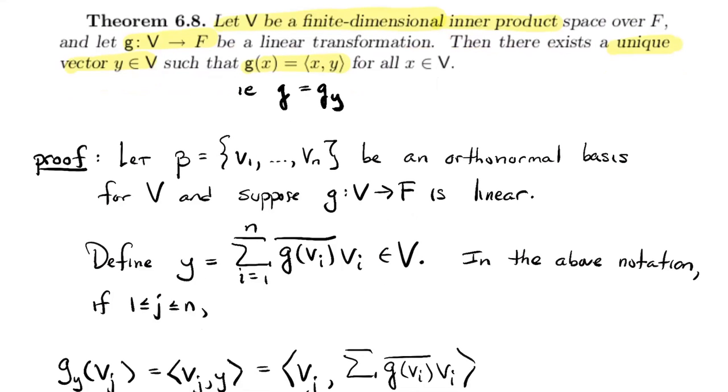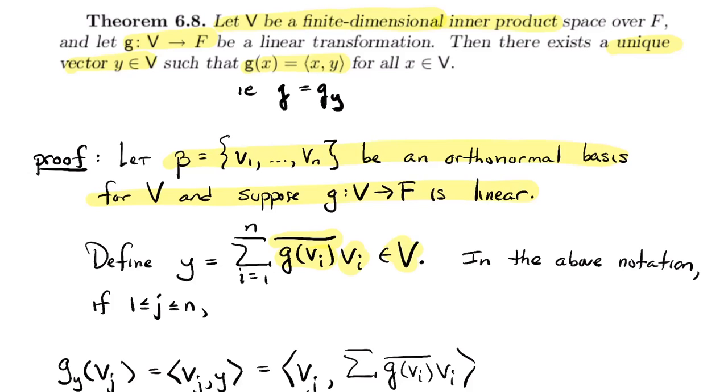Okay, the proof of this is surprisingly straightforward with all the machinery that we've built up. Let's take an orthonormal basis for our inner product space and take g to be a linear map from V into F. And then here's how we can define the vector y. You take g of each basis vector vi, take the complex conjugate of that, that's a scalar, an element of the complex number field. You multiply that by the corresponding basis vector vi and add them up. That certainly gives us some element of V because it's a linear combination of the basis vectors.